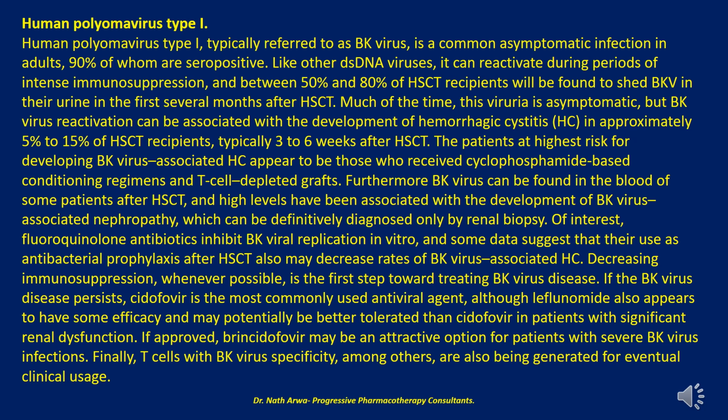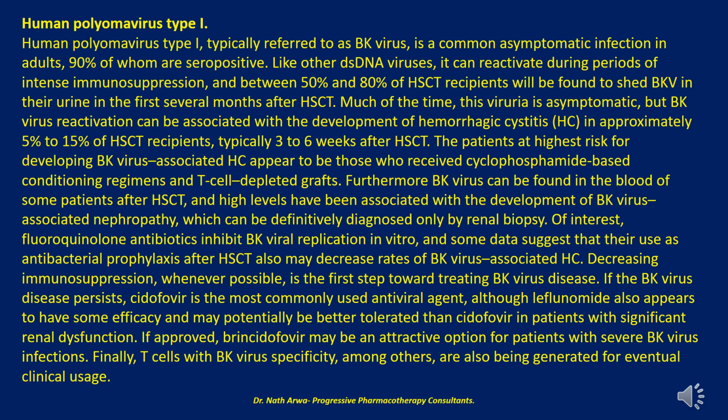Next we will look at human polyomavirus type 1. Human polyomavirus type 1, typically referred to as BK virus, is a common asymptomatic infection in adults, 90% of whom are seropositive. Like other double-stranded DNA viruses, it can reactivate during periods of intense immunosuppression, and between 50% and 80% of hematopoietic stem cell transplantation recipients will be found to shed BK virus in their urine in the first several months after hematopoietic stem cell transplantation.